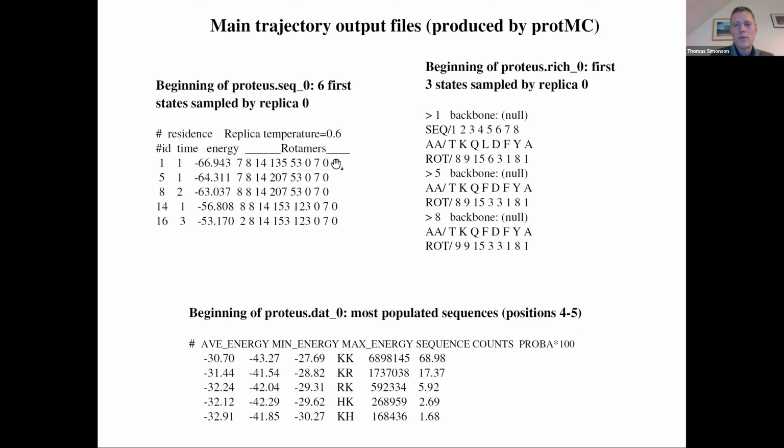And this is an internal numbering scheme for the rotamers. Then Proteus can write out, or convert it to, a rich format, which is more human readable. And now the residue numbers and the amino acid types are explicitly given, whereas otherwise they're hidden inside the rotamer numbers. And the rotamer numbers here are local to each position, whereas these rotamer numbers run over the whole system.